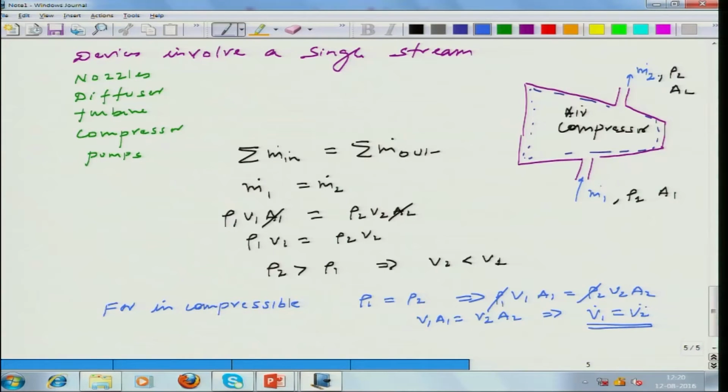For the case of multiple streams with incompressible fluid, the expression would lead us to the summation of volumetric flow rates V dot for the inlets being equal to the summation of volumetric flow rates of the outlets, for the different streams. So this would be the expression for the case of multiple streams.